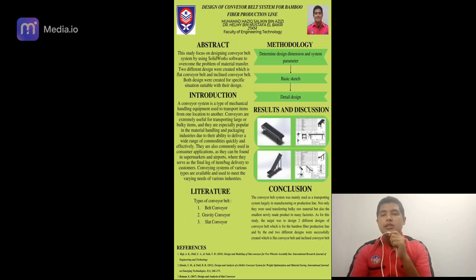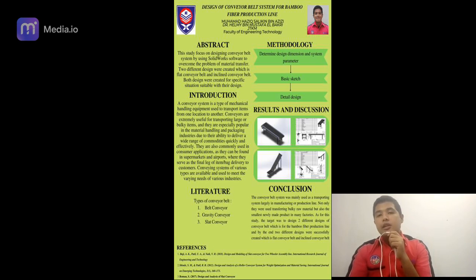The basic sketch is a simple sketch created on paper to give us an early and simple idea of what the shape of the conveyor belt will be, while the detailed design is much more detailed work, where we create a 3D model using SolidWorks software.